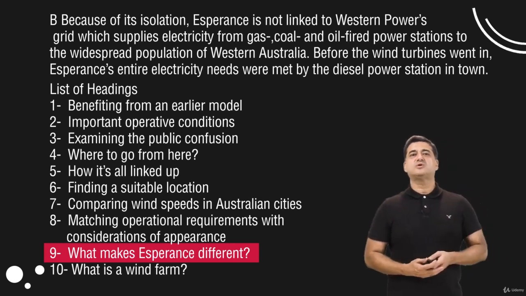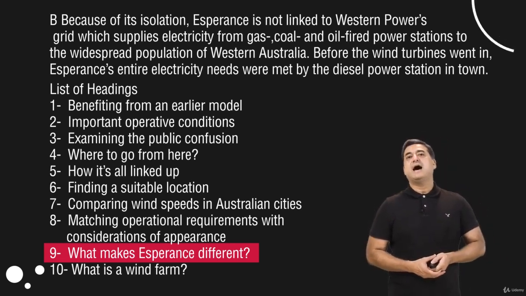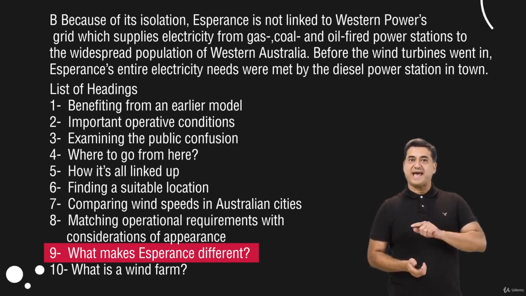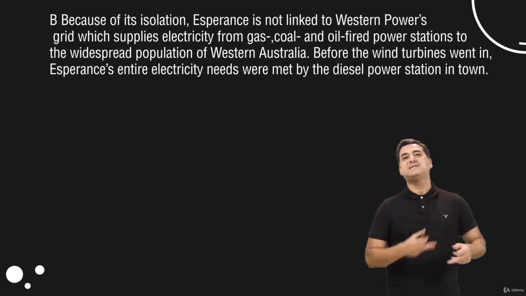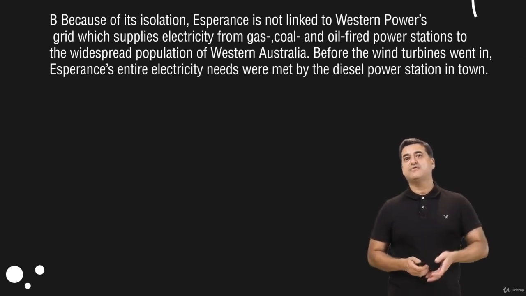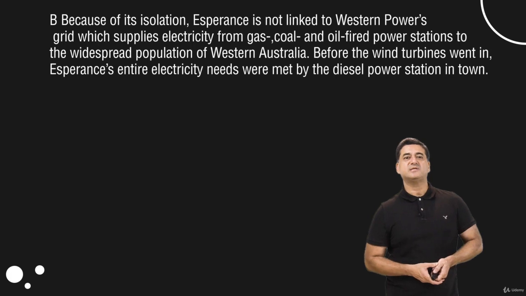Now let's move on to the next paragraph. What I'll do is that I'll remove the heading "what makes Esperance different", so that you do not consider it again and again whenever looking for the paragraph heading. Let's move on.